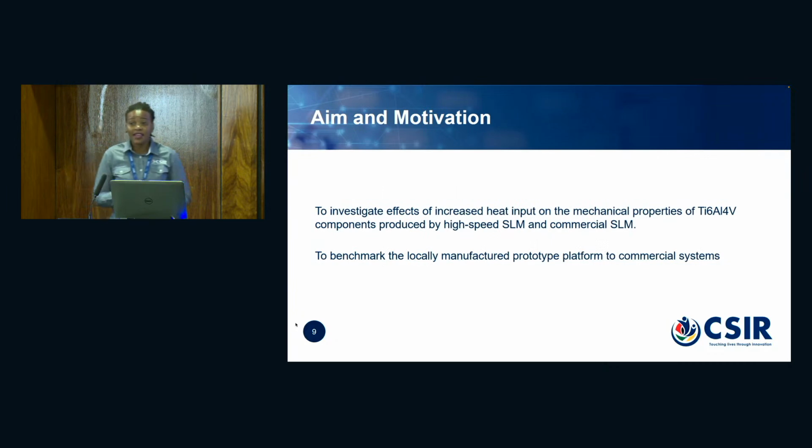So the aim of the project was to investigate the effects of increased heat input on the mechanical properties of titanium 6 aluminium 4 vanadium components produced by high-speed SLM and commercial SLM. This was motivated by the need to benchmark this locally manufactured prototype platform against the commercial systems available out there.